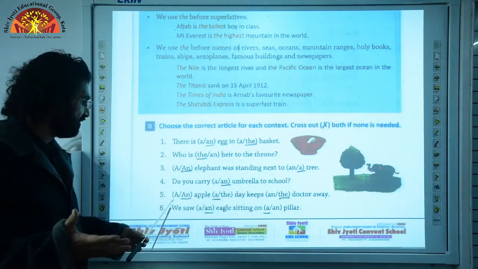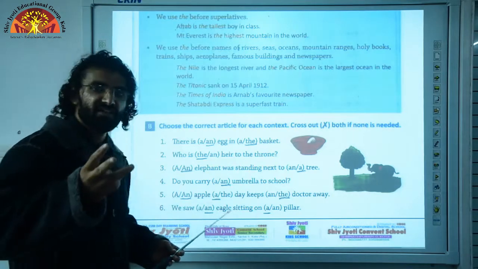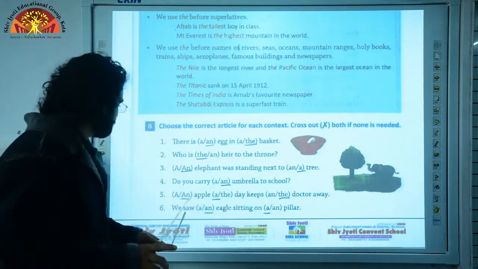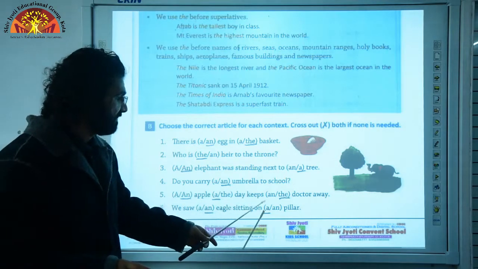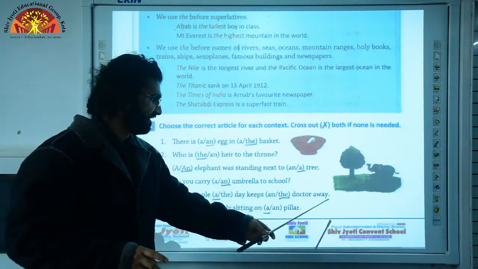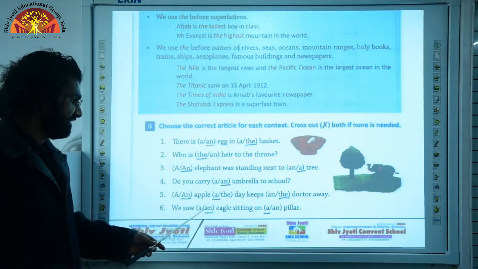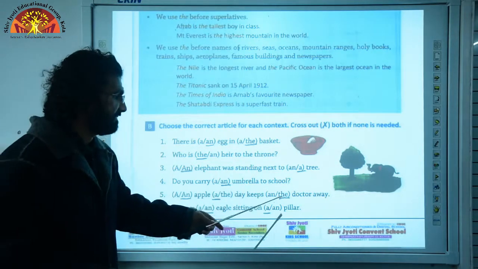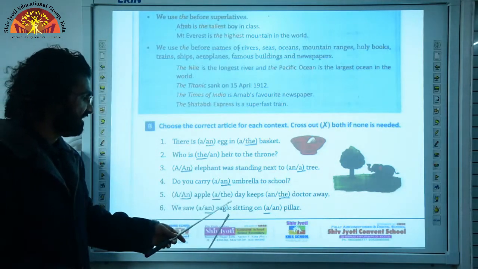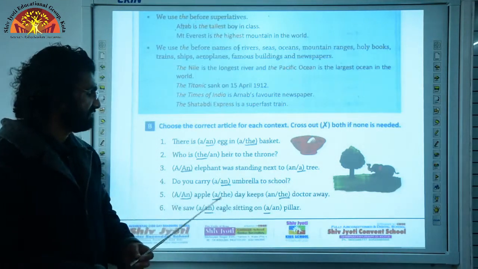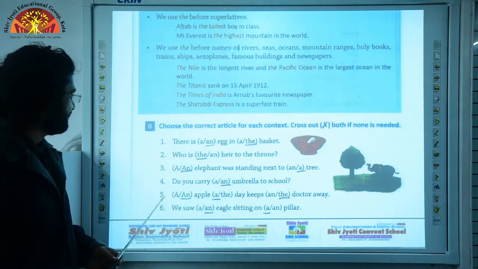The fifth one now, because this will give you all the three articles just in one. Dash apple, dash day, keeps dash doctor away. Here, an apple a day keeps the doctor away. Alright, an apple a day keeps the doctor away. So this is one of the ways of living a healthy lifestyle.